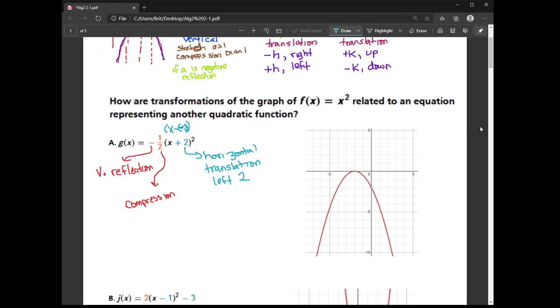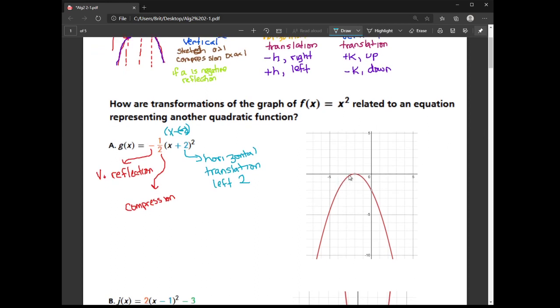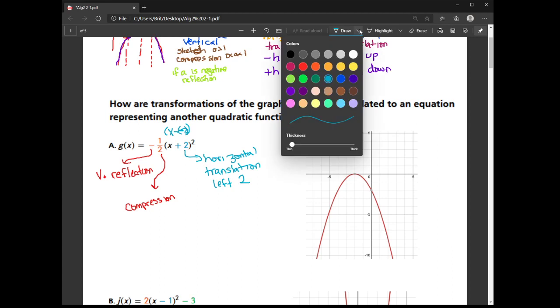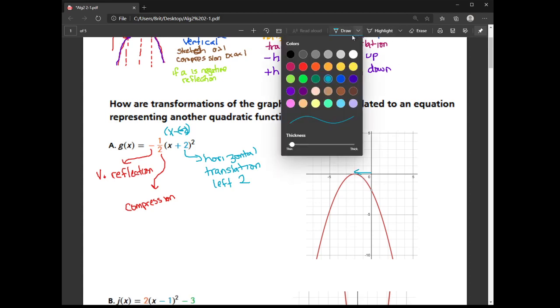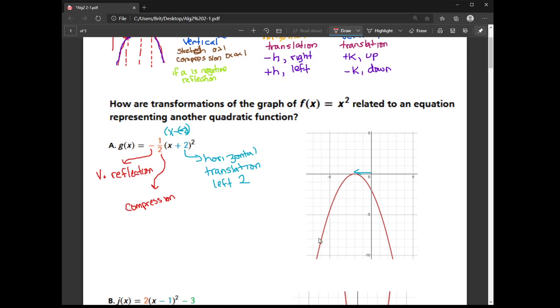So what I did was I graphed this out on Desmos. So let's see how these transformations look here on the graph. Alrighty, so if I start with my translation, you can see that it's gone to the left 2 from the origin. In terms of that reflection, the parabola is opening downwards.